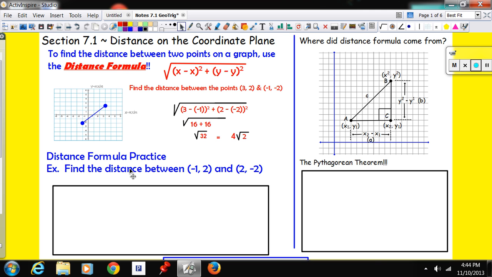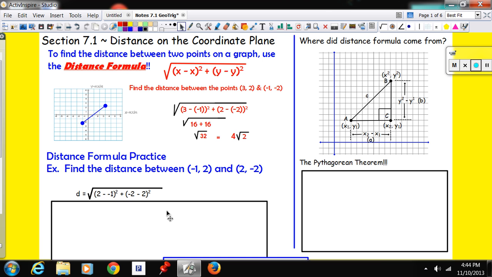Here's another distance formula practice. Here's your x and your y and your second x and your second y. And we could this time start with the back numbers. So instead of starting with the front numbers like I did with this point, we could start with the 2 here, this x minus this x. So 2 minus the -1, squared, plus this y, -2, minus this y, which is +2.